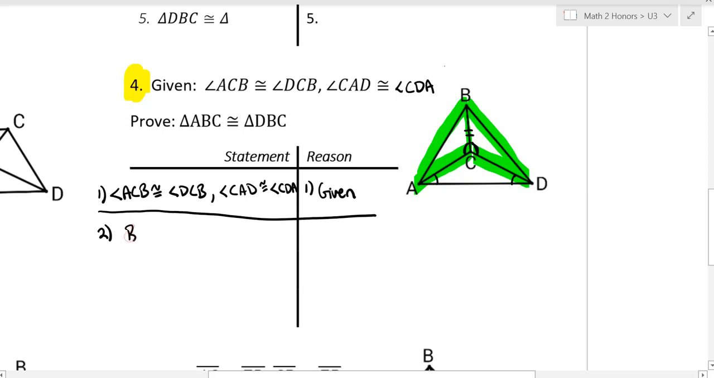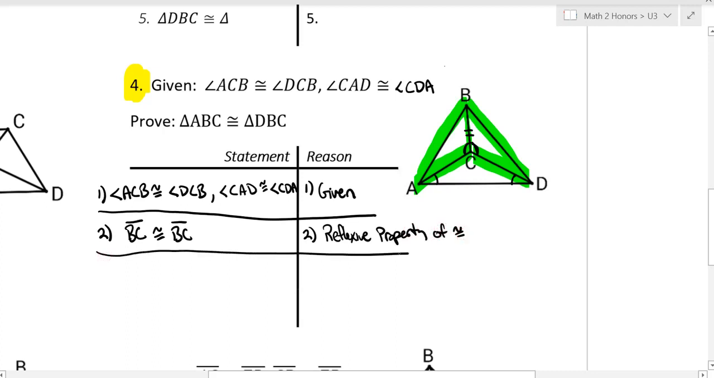So I'm going to say that BC is congruent to itself. The reason is the reflexive property of congruence. And now in each triangle we have an angle and we have one side. So we still need another piece of information.